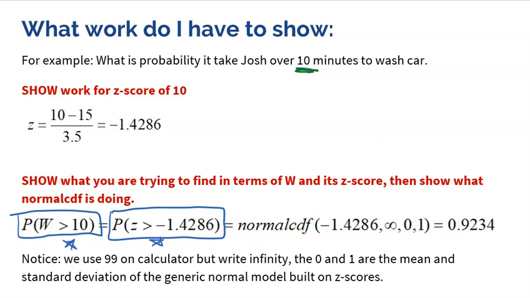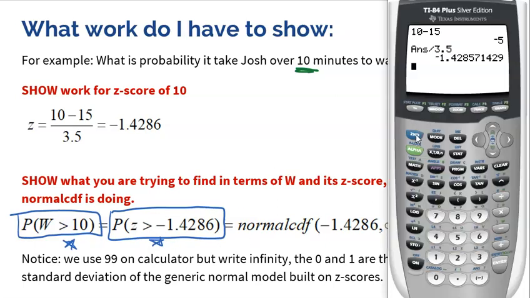Then what you're going to do is use your calculator to get the answer. So remember, on my calculator, I'm going to go to Normalcdf. Now I'm looking from the z-score of negative 1.4286 as my lower. So negative 1.4286. And my upper value is going to be 99. That's really, really high, right? That's way more than, right? It's technically infinity, but I don't have an infinity button. And then again, always leave the mean as 0 and the standard deviation as 1, because that's the generic normal distribution. And then again, when you paste that, it brings it to your home screen.